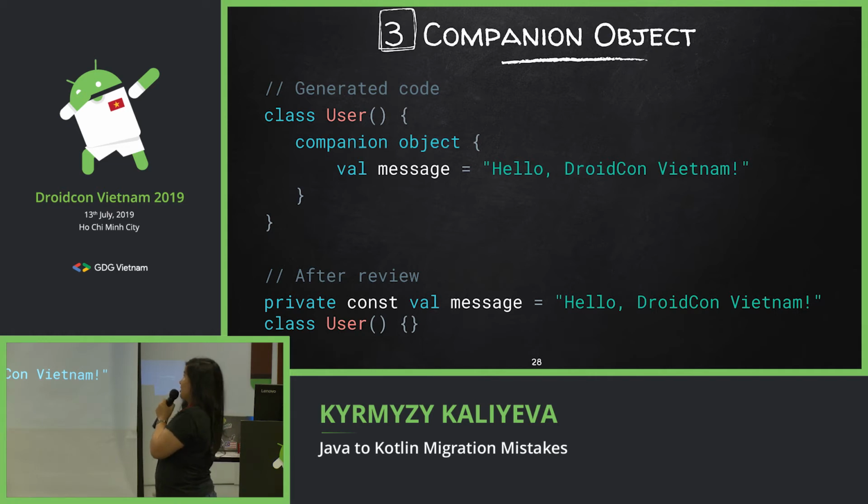The third thing is the companion object. There is no static keyword in Kotlin. So when I just converted through Android Studio, it gave me this kind of code, a companion object, and there is a message. Actually, in Java, the message value is static. First of all, I was thinking, oh, it's great, it's not giving any mistakes, so it should be perfect. But later, when I was reviewing and studying more, I understood that we can use the const keyword to define our static values here.